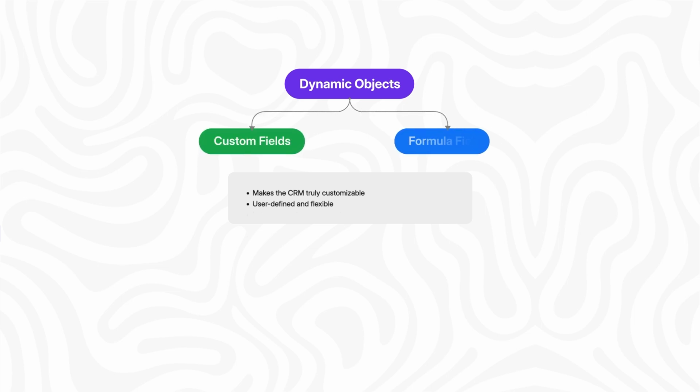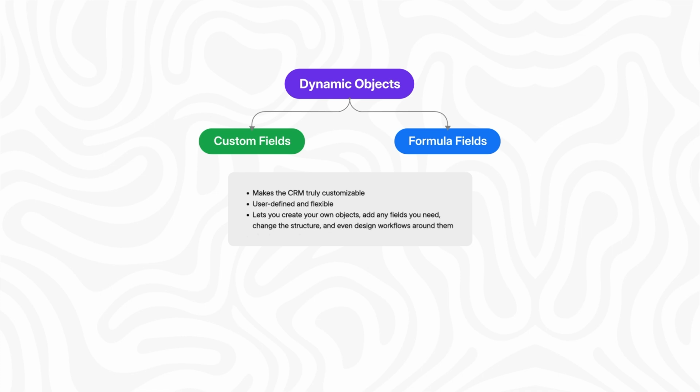Now, let's talk about dynamic objects. This is where the CRM becomes truly customizable. Unlike standard objects, dynamic objects are user-defined and flexible. You can customize it with various types of custom fields and formula fields available in the system. If you want to know about all the custom fields in detail, click the link above or in the description for the complete playlist.